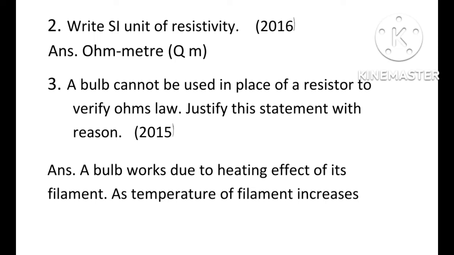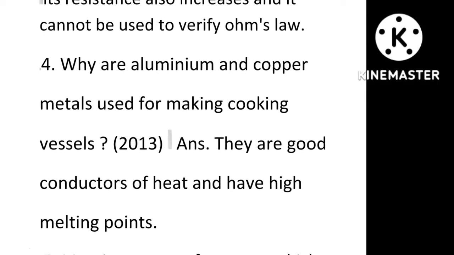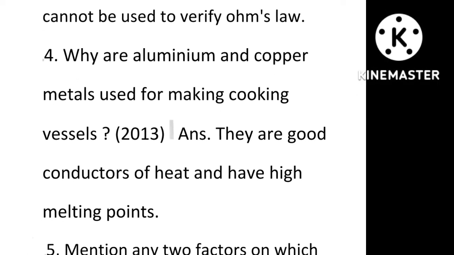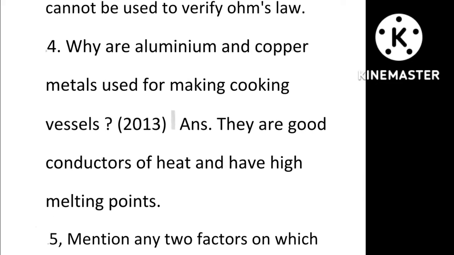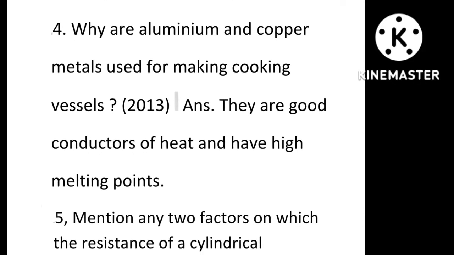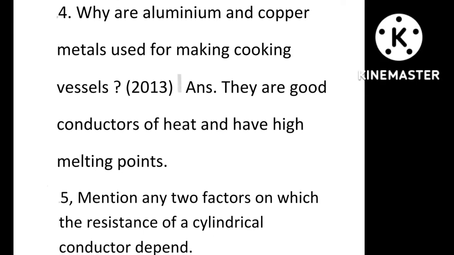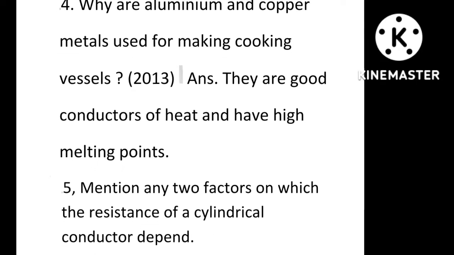A bulb works due to the heating effect of its filament, right? So when the temperature of filament increases, what will happen? Its resistance also will increase, so that it cannot be used to verify the Ohm's law. The next question is, why are aluminium and copper metals used for making cooking vessels? Because they are very good conductors of heat and also have high melting points. That is why aluminium and copper metals are used for making cooking vessels.